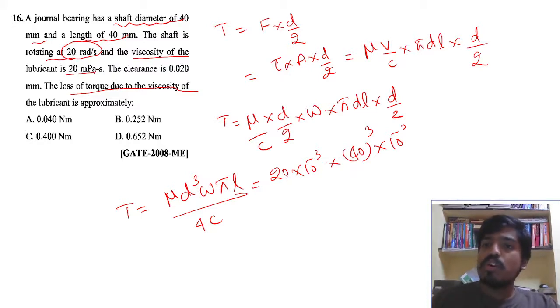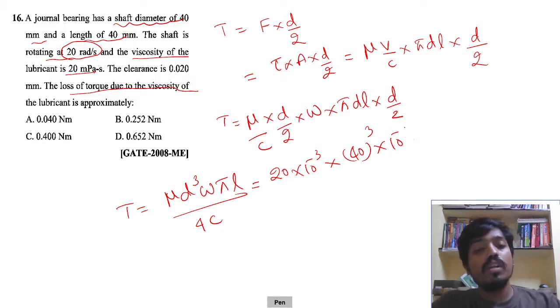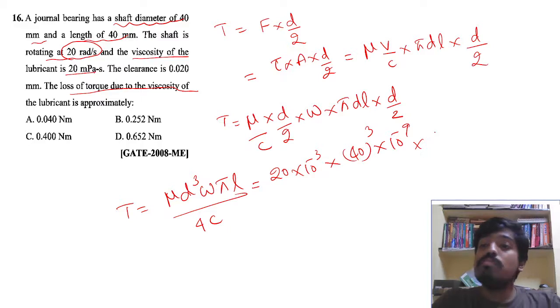Okay. So the viscosity is 20 into the power of minus 3. Okay, no problem. And 40 into milli, into the power of 3. What is omega? Omega is equal to 20 into pi. What is the length? Length is also 40 into the power of minus 3.